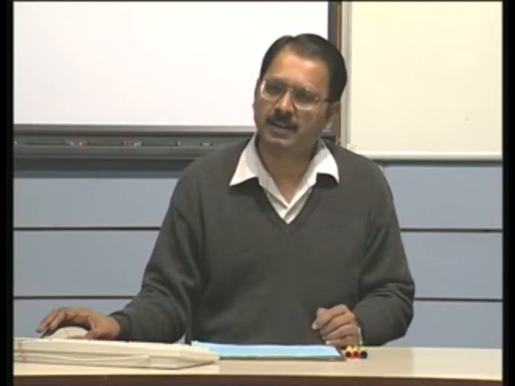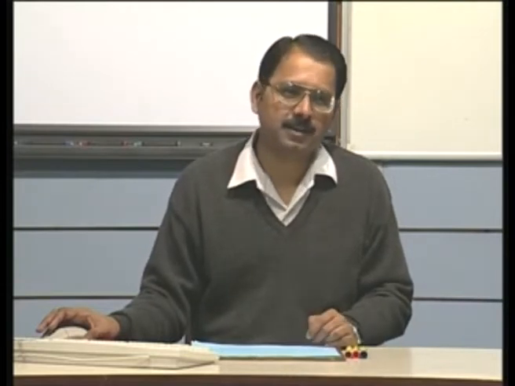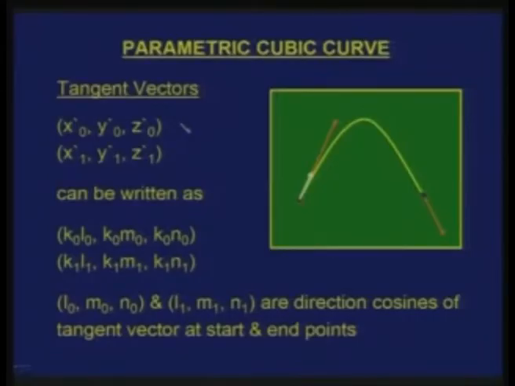For example, the direction of a tangent vector is the same as that of the direction cosines, but they differ in terms of magnitude. You can say that the tangent vector has L0, M0, N0, which represent the direction cosines, multiplied by a scalar value K0, which defines the vector that is trying to define the curve. Now, this K0 is important.